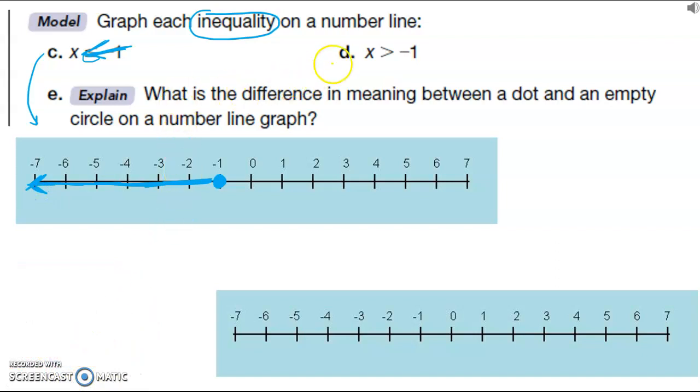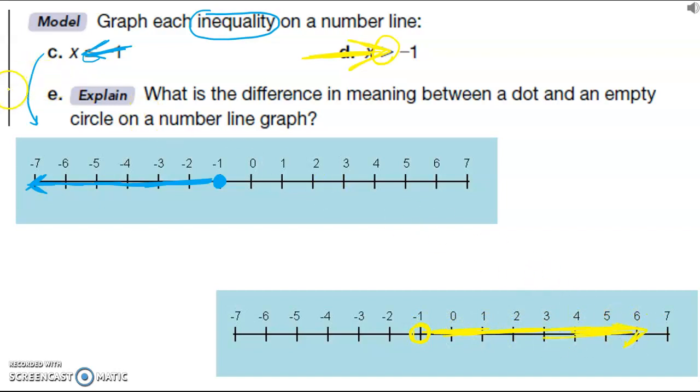Let me pick a different color. Let's see if yellow shows up. So this one says x is greater than -1, but it doesn't have the equal. So -1 is here, and I leave that open because it doesn't have the equals. And then this arrow is going that direction. So I'm going to start here at this open circle and highlight this direction. And that's what that looks like.